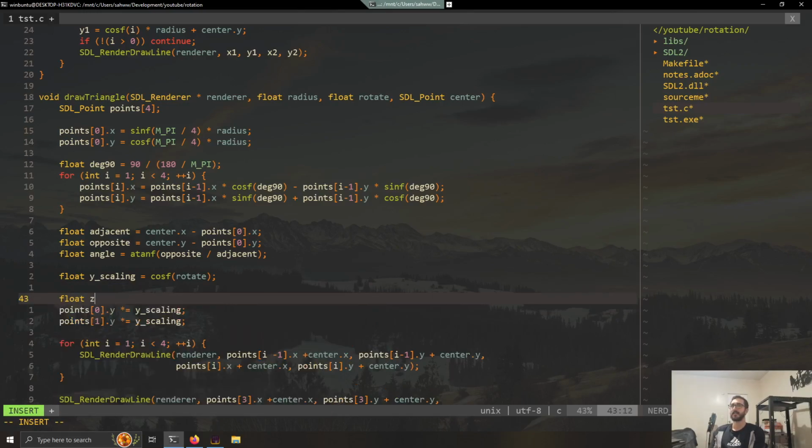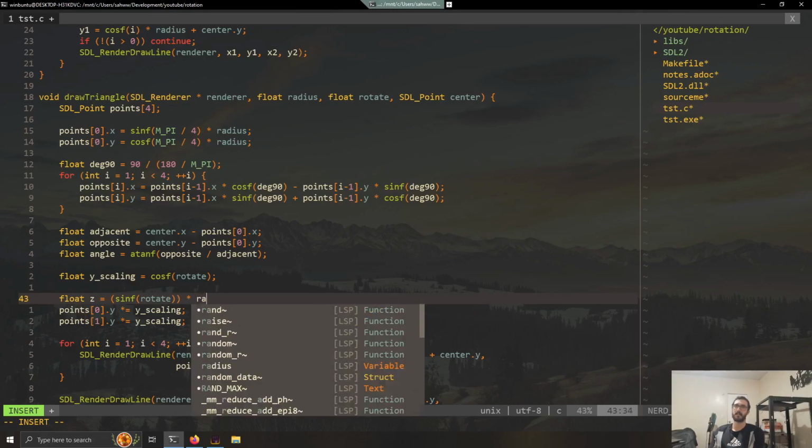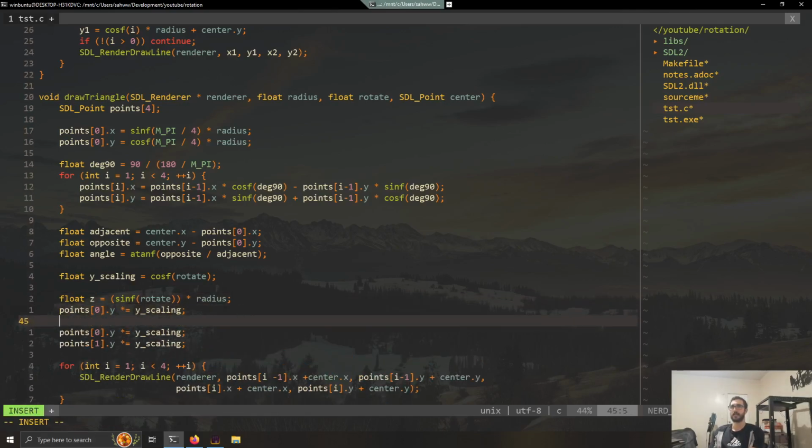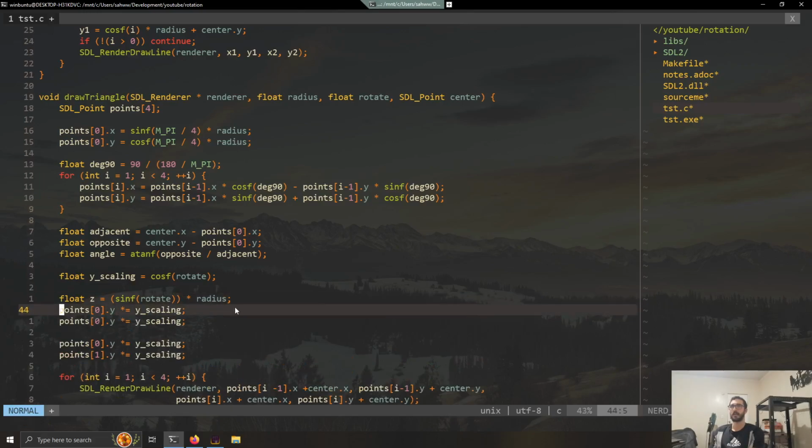And we're going to have to find our Z, which is going to be a little more complicated. Sine f, rotate in here. And we're going to change this up a little bit. That's why I put extra parentheses times the radius. And now we're going to do something for X and Y right here. And we're going to do a minus equals.